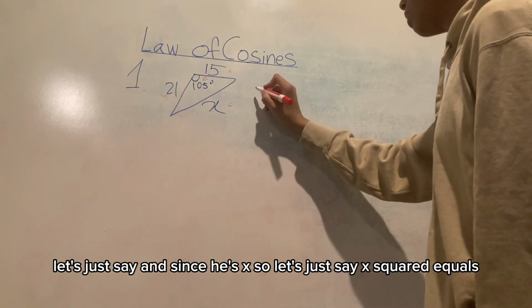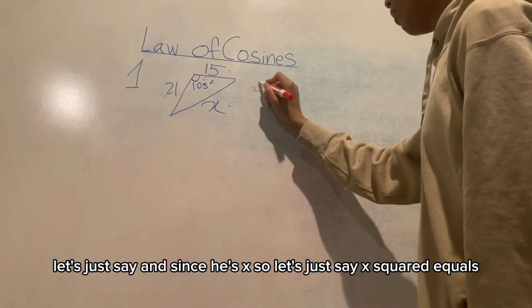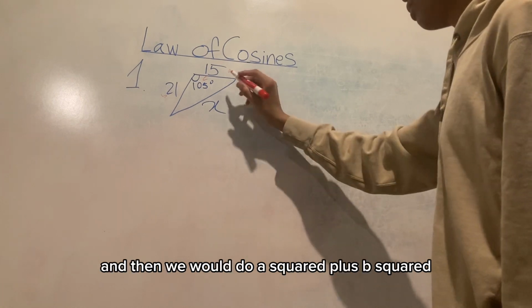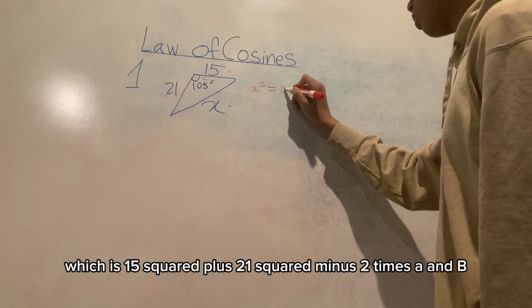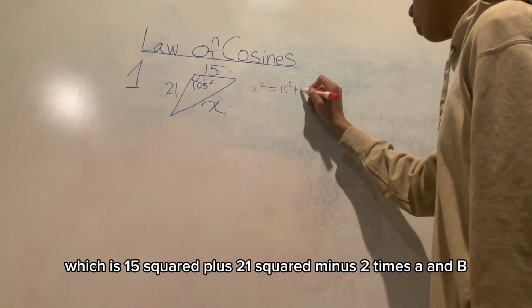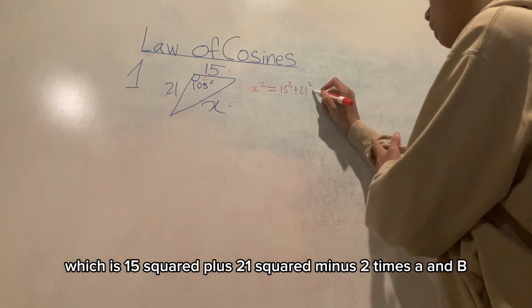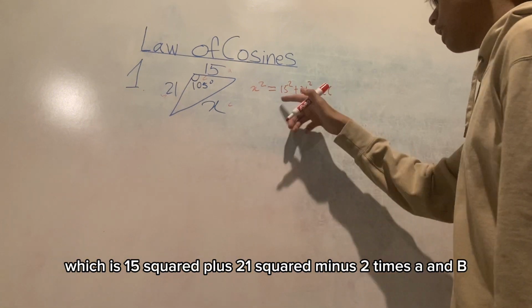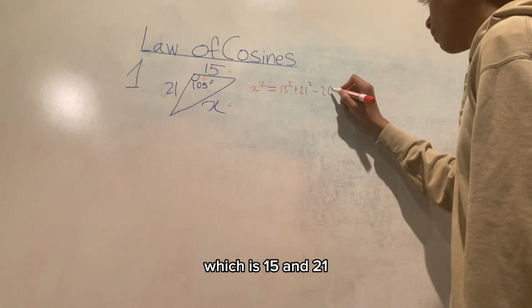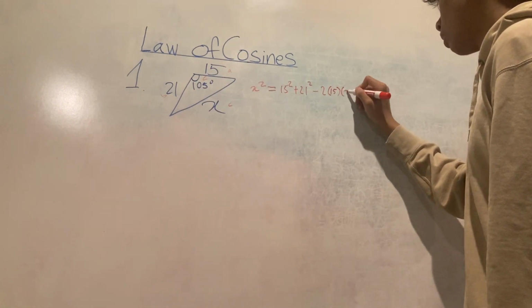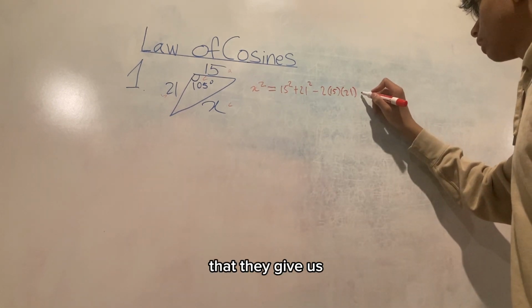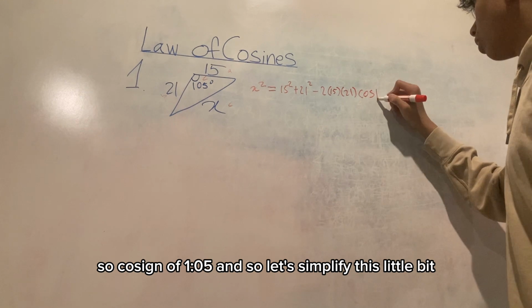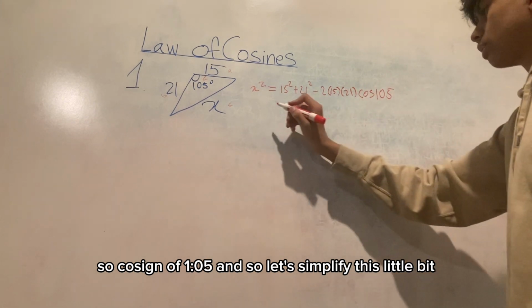So if we use the law of cosines, since the third side is x, let's just say x squared equals a squared plus b squared, which is 15 squared plus 21 squared, minus 2 times a and b, which is 15 and 21, and then cosine of the angle that they give us. So cosine of 105.